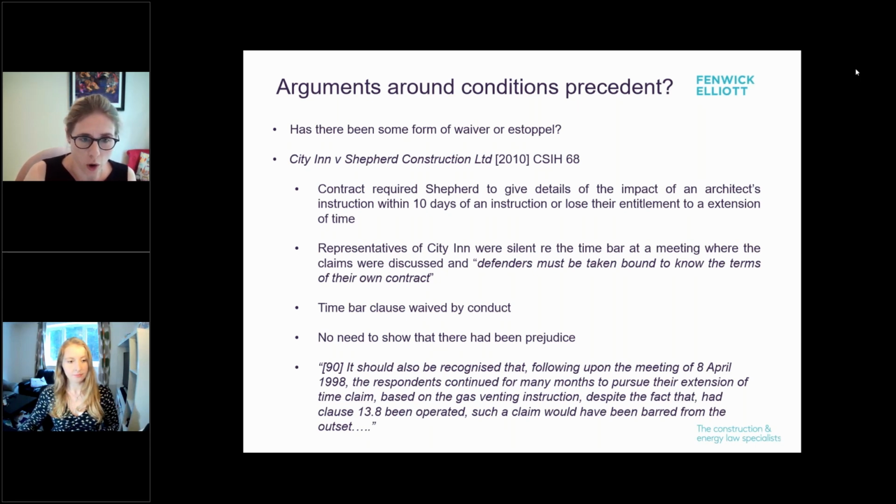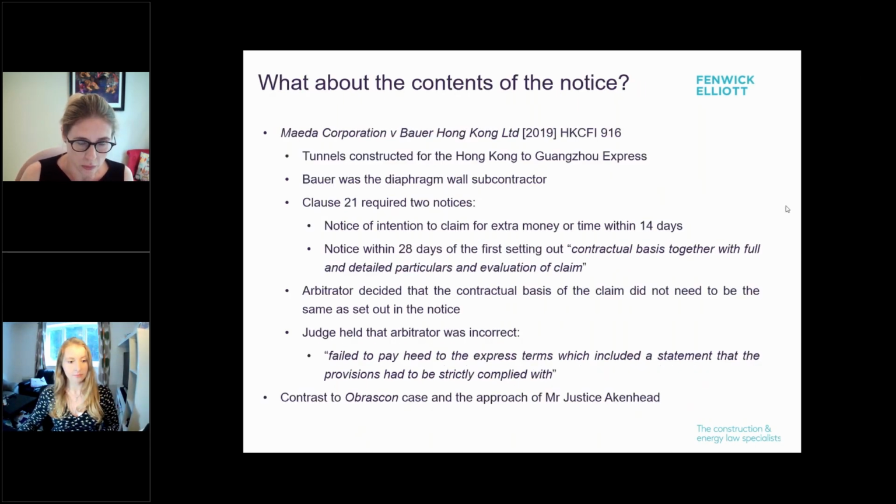So just moving on, what about the contents of the notice? This is something to keep in mind, not just has it been served in time, but what does it say? And sometimes this can come back to bite you a long time down the track.